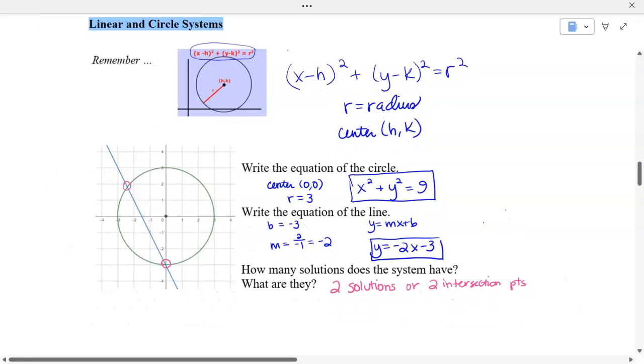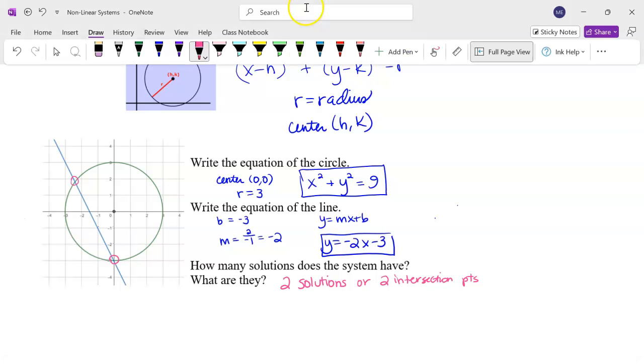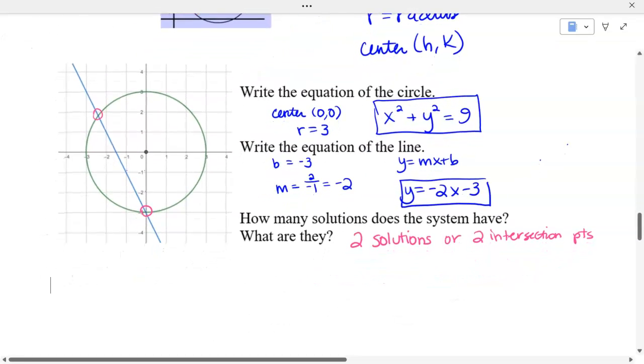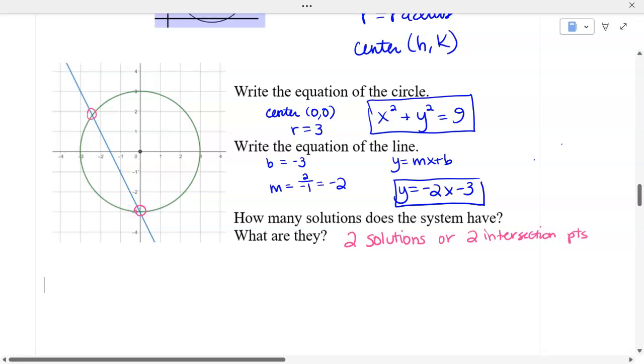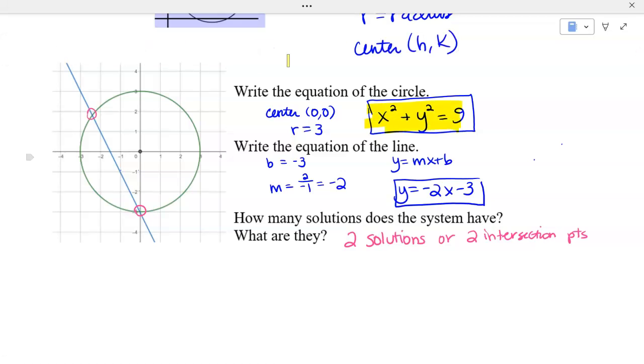So we can see that one of them is at (0, -3), but this other one is not an integer, so we can't exactly tell where that is. And so this is a situation where we would want to use algebra to figure out what our intersection points are between these two equations that I have boxed in over here. I'm highlighting them right now in yellow.